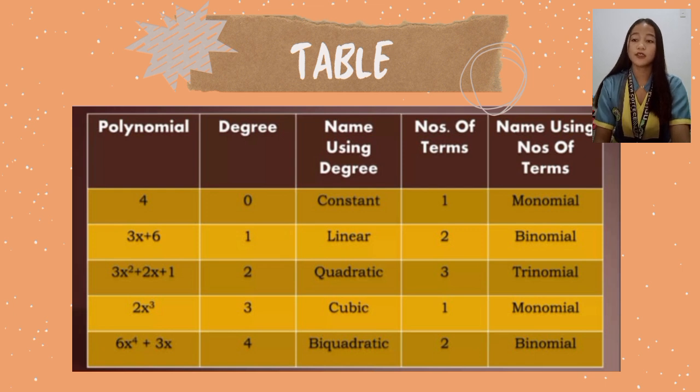And the last, 6x to the 4th plus 3x. The degree is 4. The name using degree is biquadratic. The number of terms is 2. And the name using number of terms is binomial.